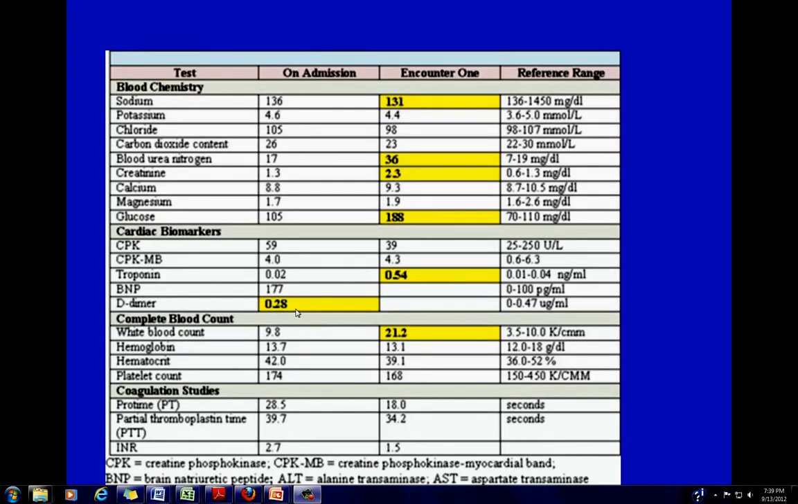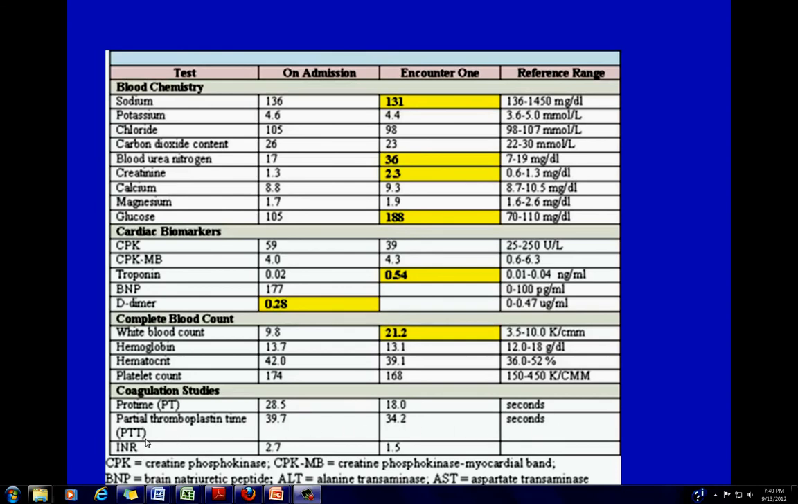So D-dimer, if the numbers are low, it means that the person is not producing amounts of things that are released when there's clots forming. So if we're saying, gosh, I hope this person isn't forming clots, it would be a good thing to see a low D-dimer. Increased D-dimer means clots are forming and then being broken down. Here we go to our PT time. It's within its normal range of seconds. Here we go, pro time. The pro time is within its normal range, and the PTT is within its normal range.